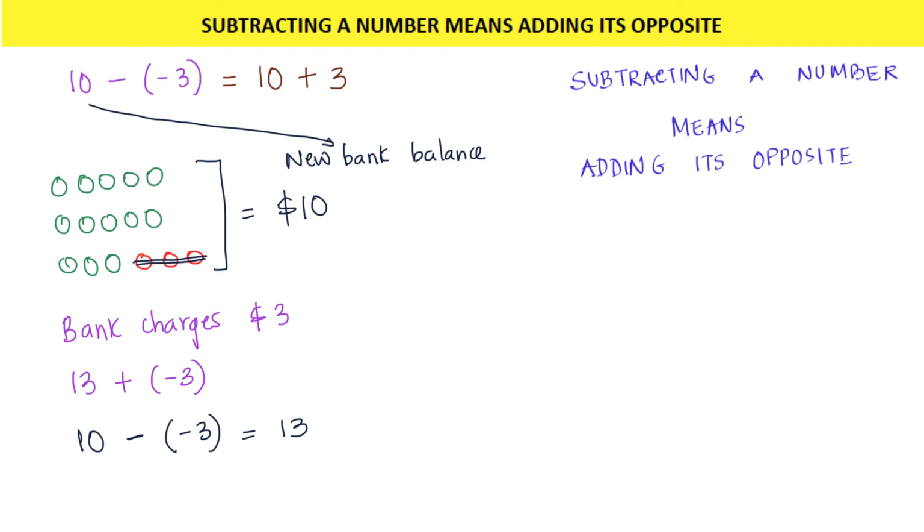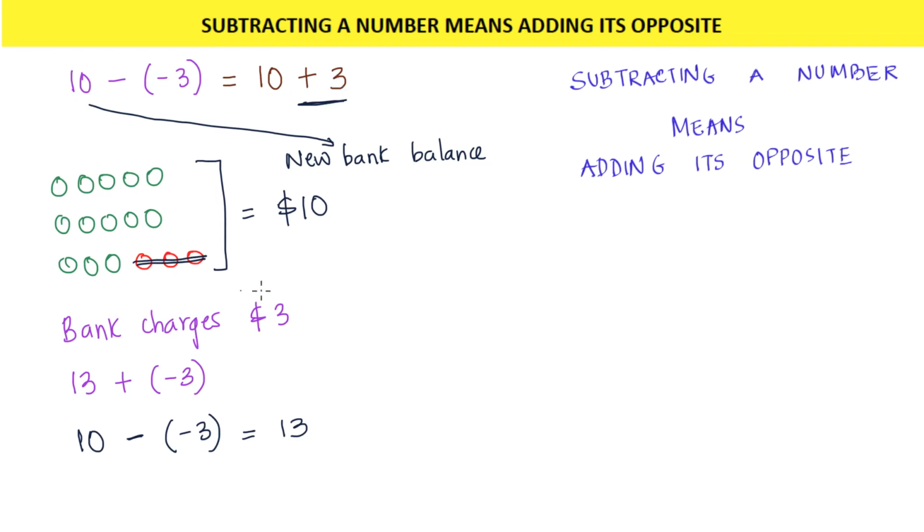This is the same as saying, oh, we made a mistake. Now we are giving you back, we are adding back the $3 to your account. So 10 minus negative 3, taking away a wrong charge, taking away a wrong credit, taking away a negative is the same as giving back your money.